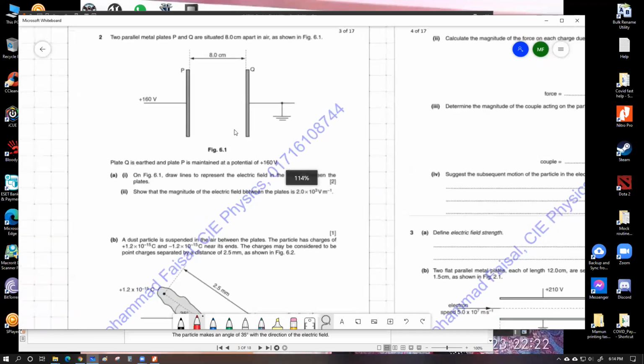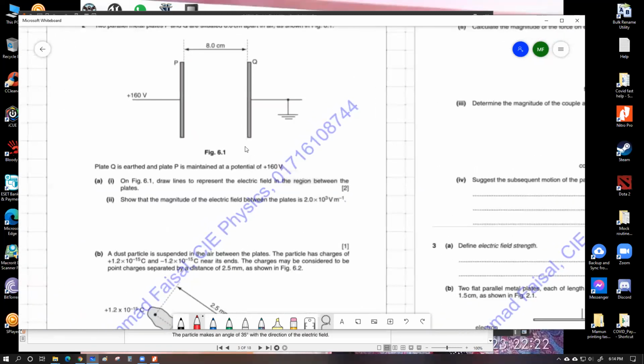Now, what is the way that you should draw these lines to score full marks? The first thing that I would recommend is that you have to draw equidistant parallel lines. Two properties: equidistant parallel lines, and because the plates are vertical, the lines have to be horizontal.